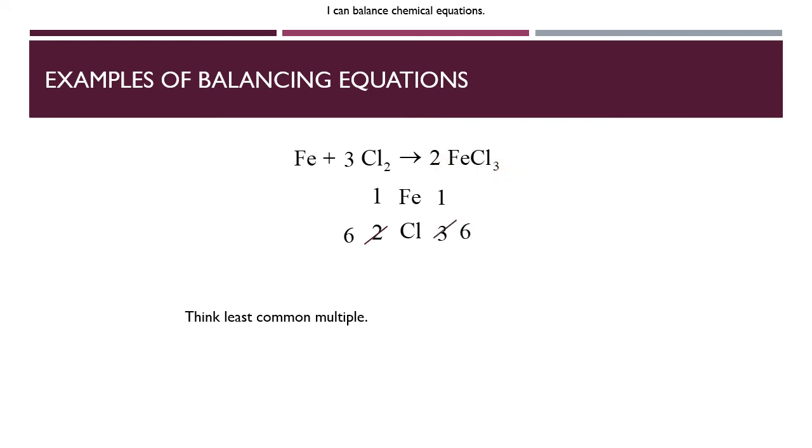Now notice when I put that 2 there, though, it does change the irons to 2 on the right side. So I will need a 2 coefficient here on the left side to give me my 2 irons on each side. So now it's balanced, 2, 3, 2.